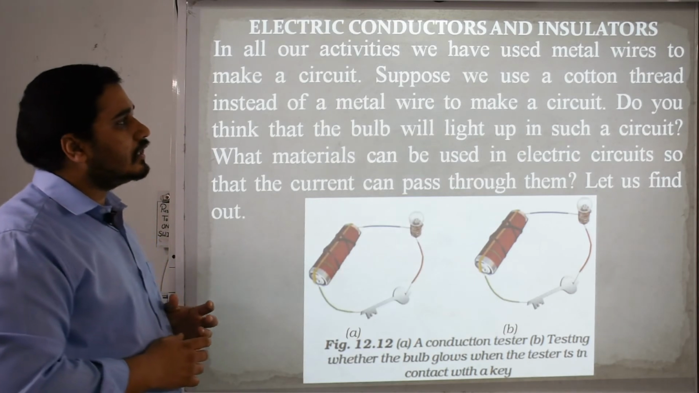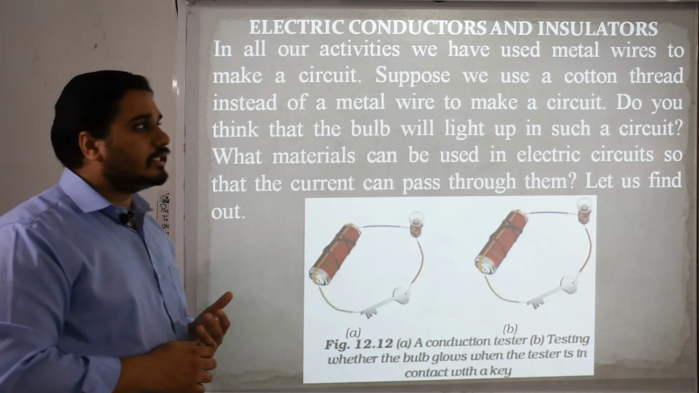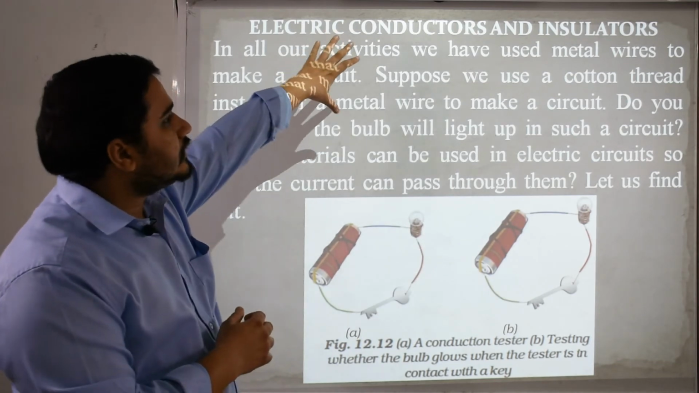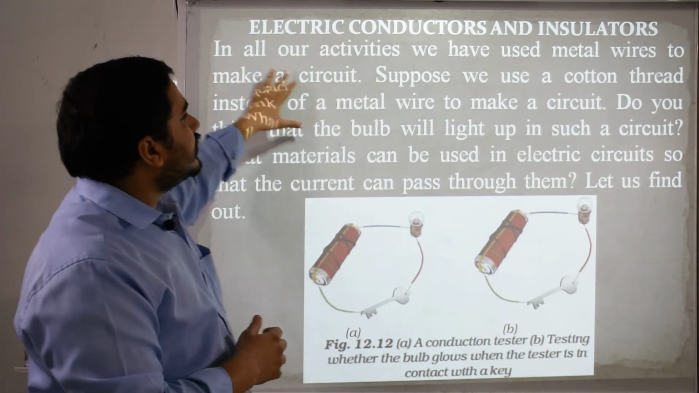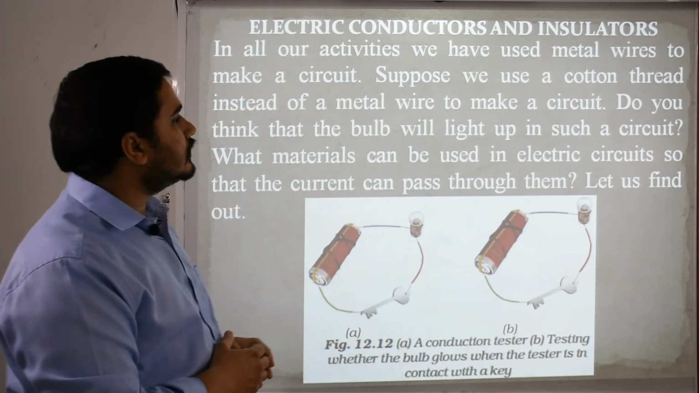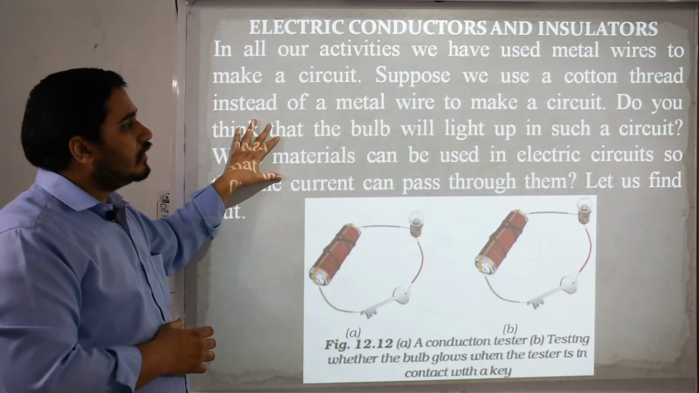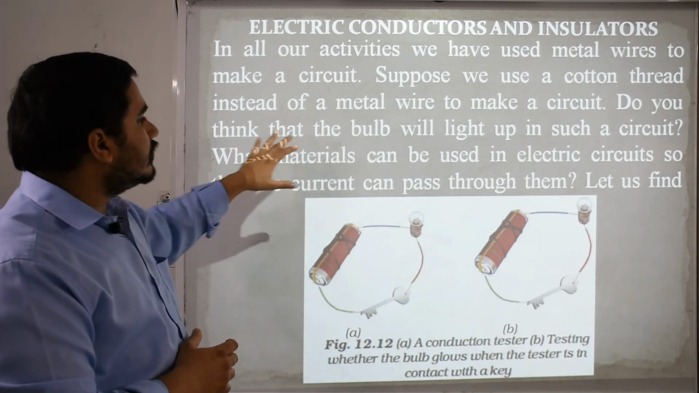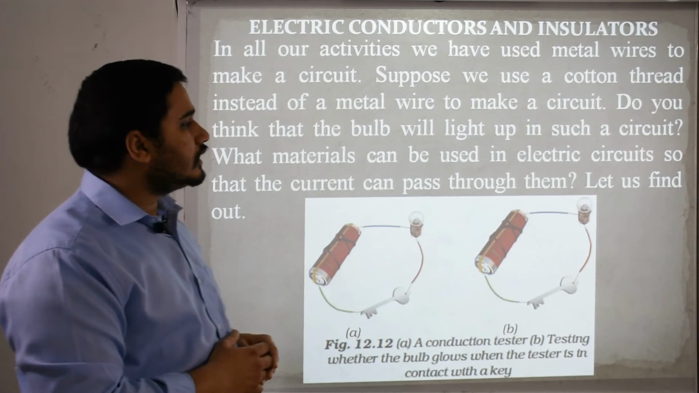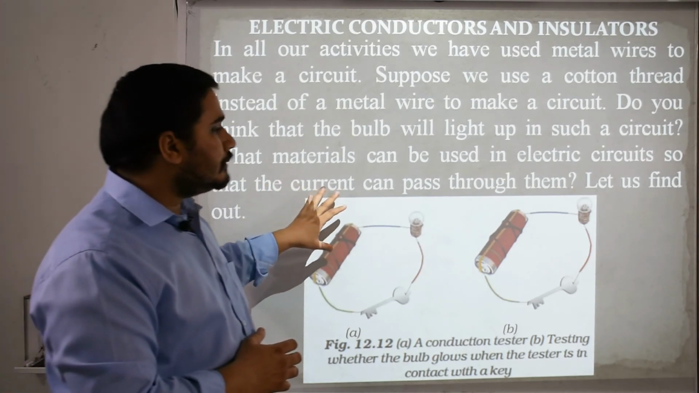Some materials are good for electricity and some are bad for electricity. Now we can consider them as conductors and insulators. In all our activities, we have used metal wires to make a circuit. Suppose we use a cotton thread instead of a metal wire to make a circuit. Do you think that the bulb will light up in such a circuit? What materials can be used in electric circuits so that the current can easily pass through them?